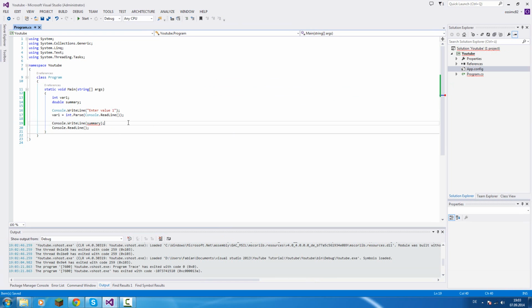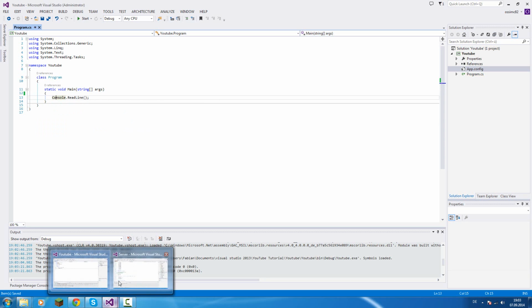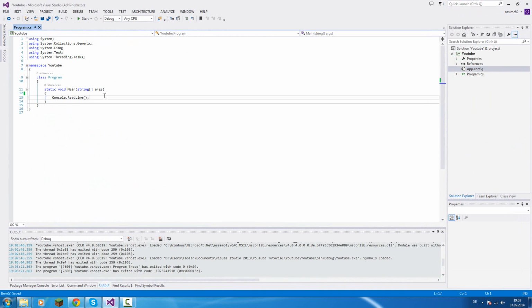In the next episode we will look at functions like static void main and stuff like that. We will create our own functions, and then we will write our first calculator.